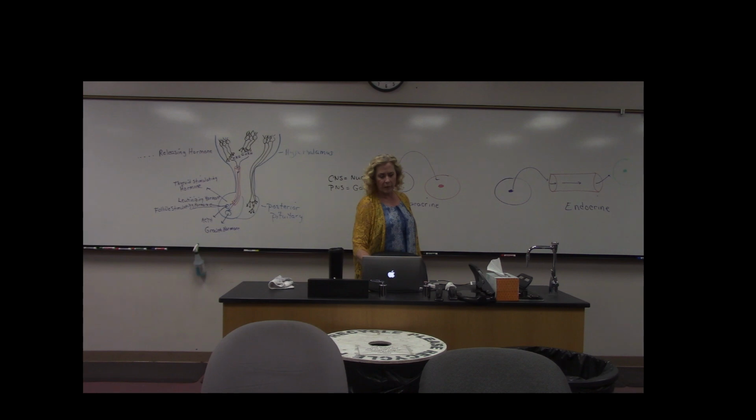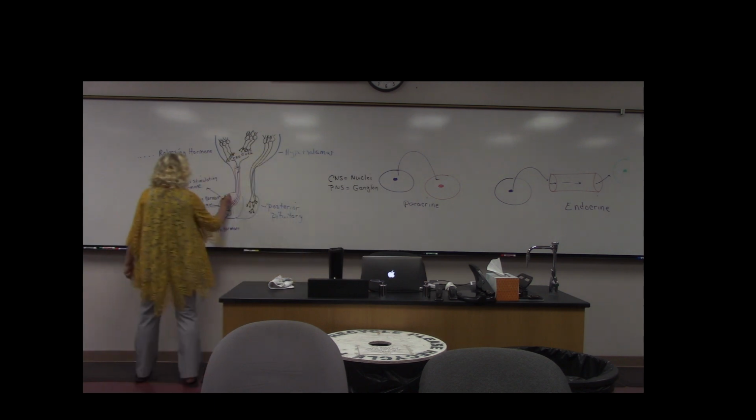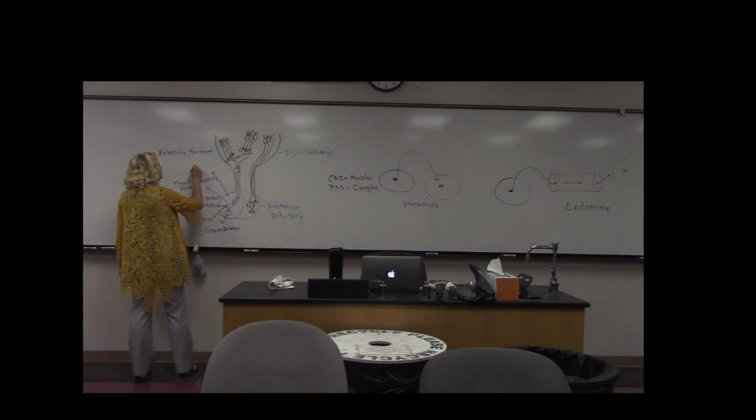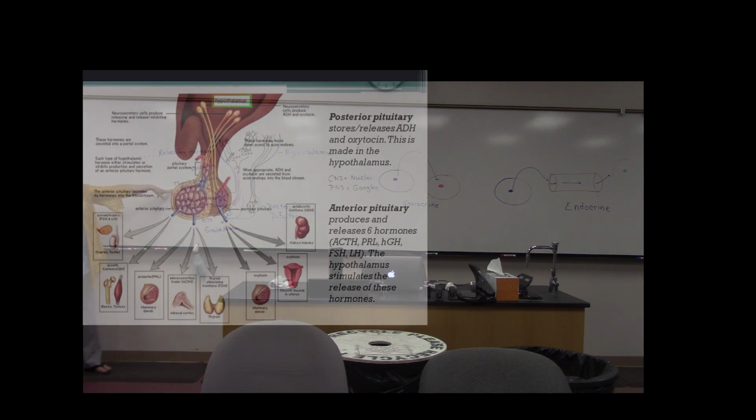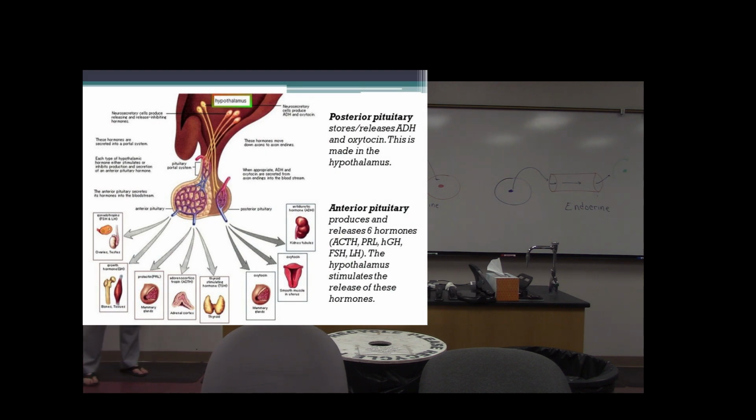Somatostatin comes from the hypothalamus. Oh yes, that's what I thought it was. Prolactin. And each of these has a releasing hormone. Okay? So, thyroid stimulating hormone, we have thyroid releasing hormone coming from the hypothalamus to cause thyroid stimulating hormone to be released from the anterior pituitary.